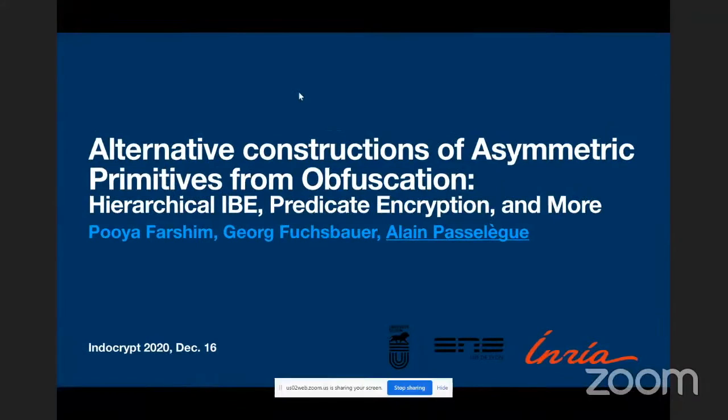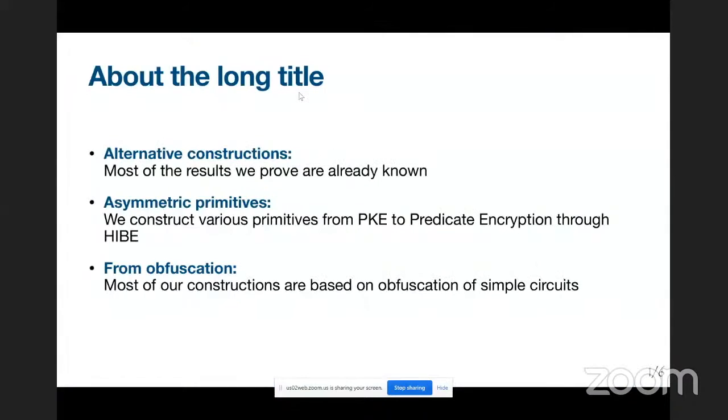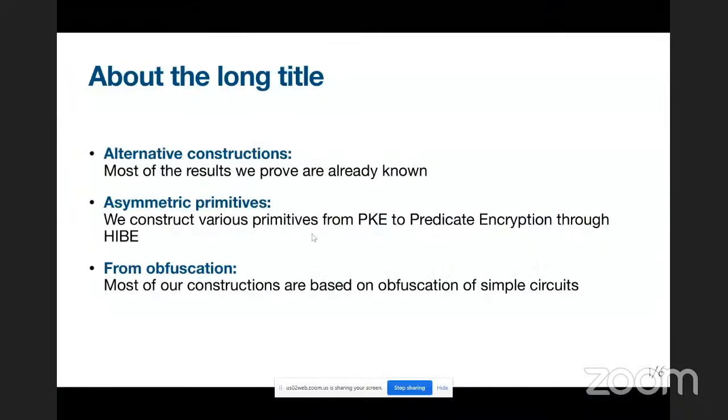Okay, yeah. So I'm going to talk about this paper about alternative construction of asymmetric primitives from obfuscation. This is work with Pooya Farshim and Georg Fuchsbauer. So the thing is that actually I could put my camera on as well. Basically about the long title, we build alternative constructions in the sense that we obtain results that are already known from similar assumptions. We just propose new ways of getting them, and we focus on asymmetric primitives. So we build PKE, HIBE, and predicate encryption, and this is based on obfuscation.